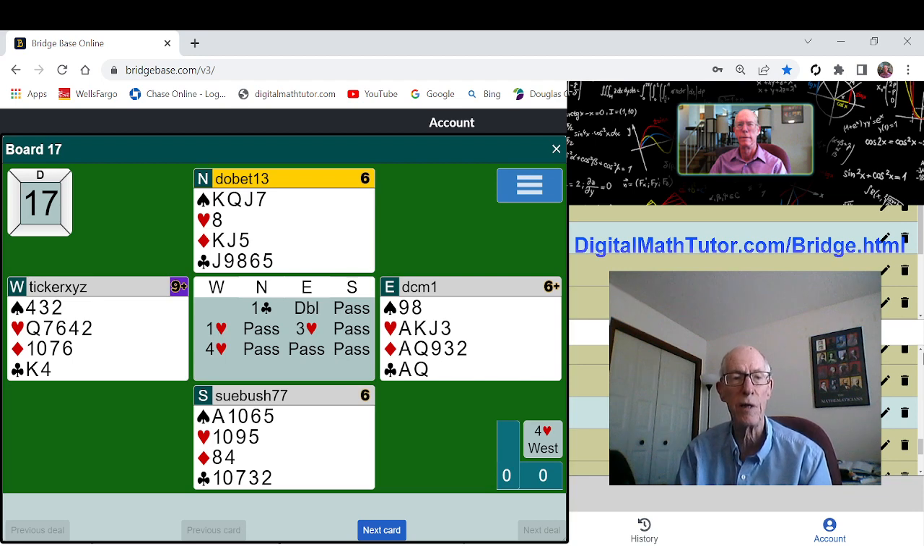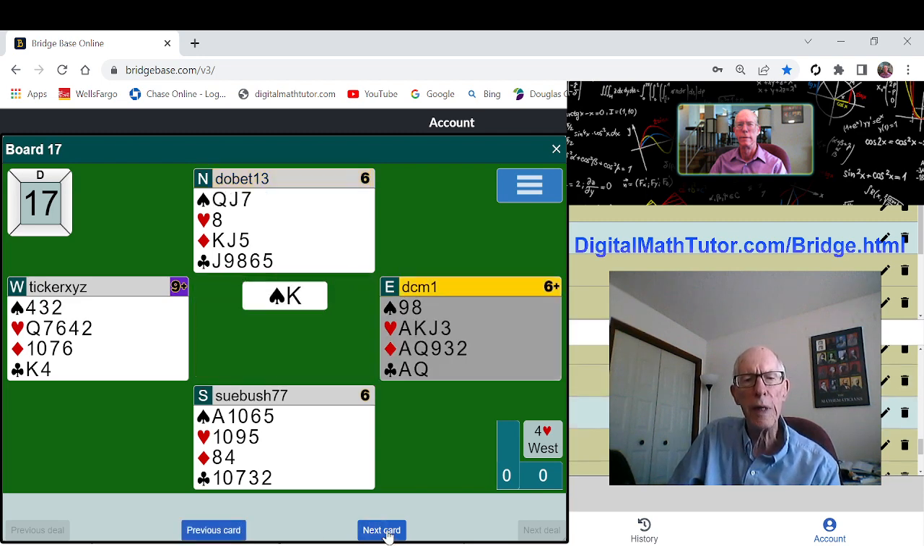I'm actually near the top of my range. I shouldn't have more than 7 points, and I have six. So I go ahead and bid four hearts. And I get the King of Spades lead.